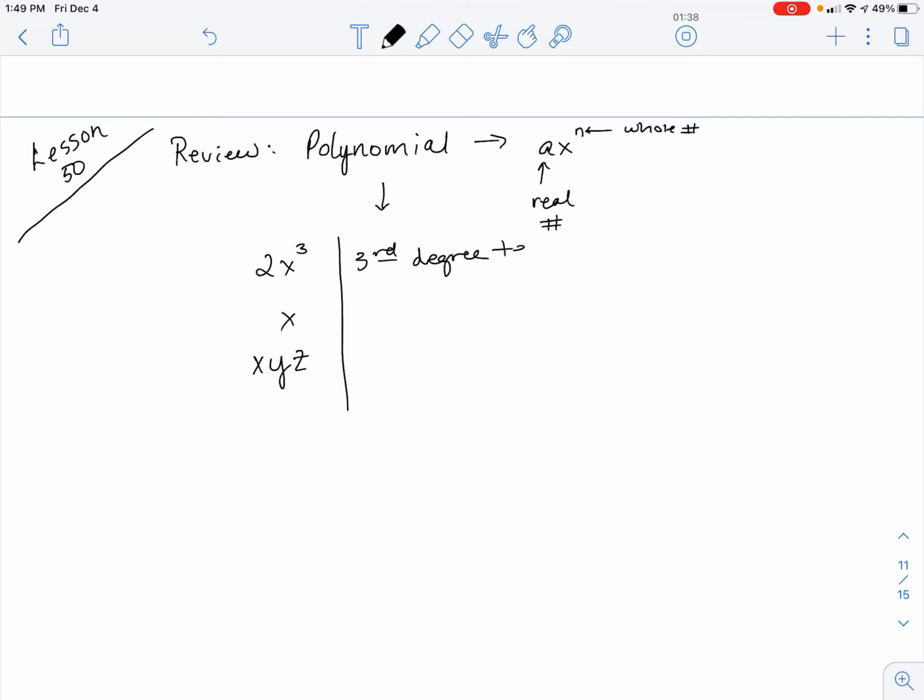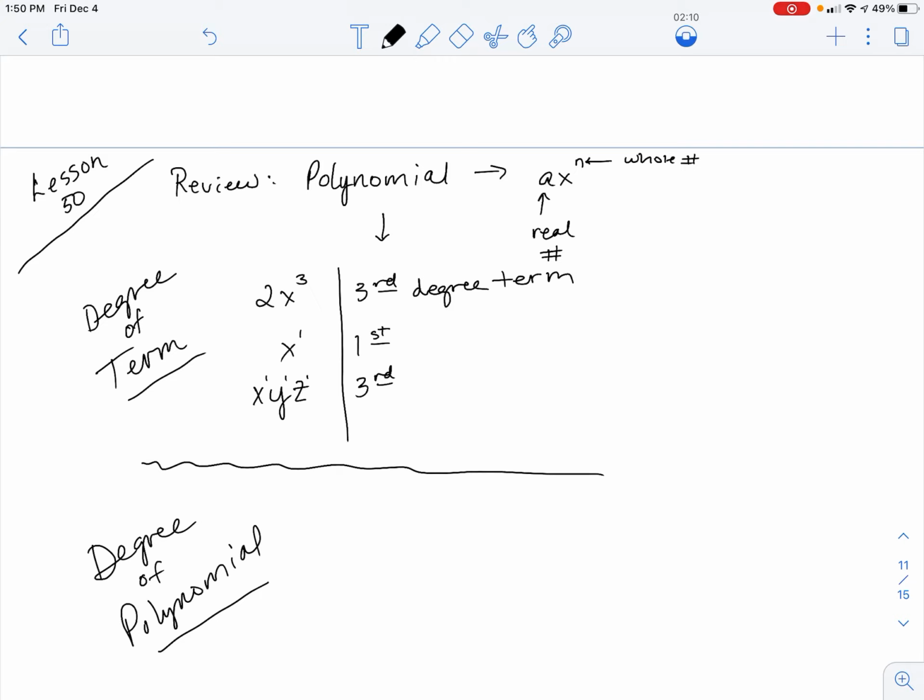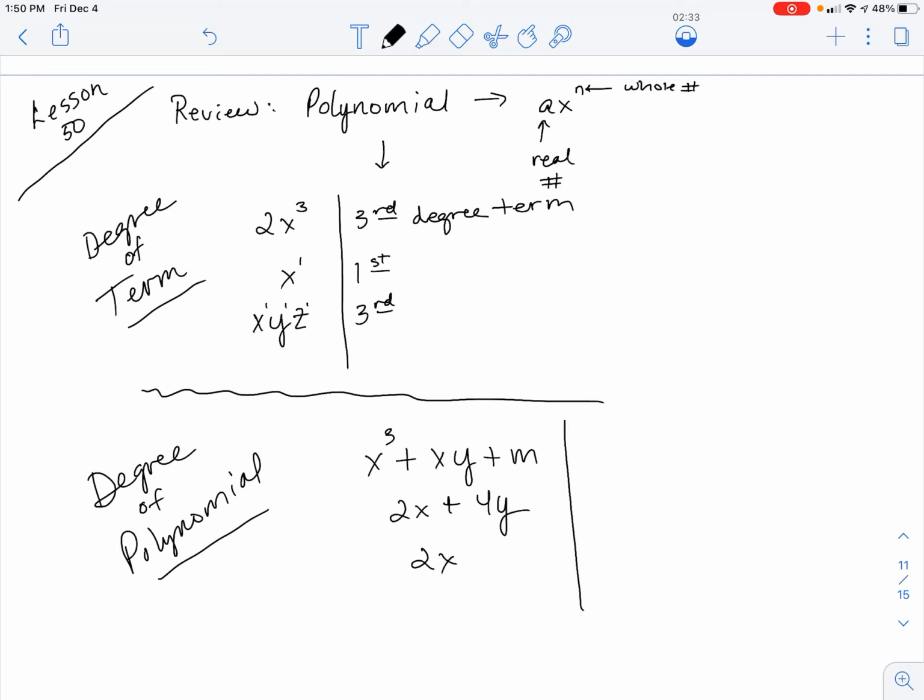What about a degree of a polynomial? So let's write down a few of those. We would have, here's a possibility, x to the third plus xy plus m. We could have 2x plus 4y. We could have 2x.